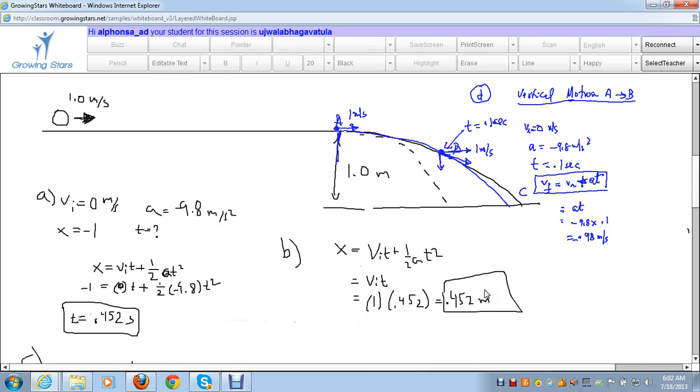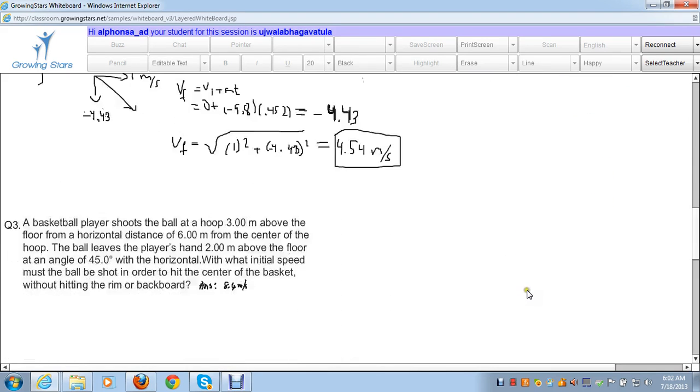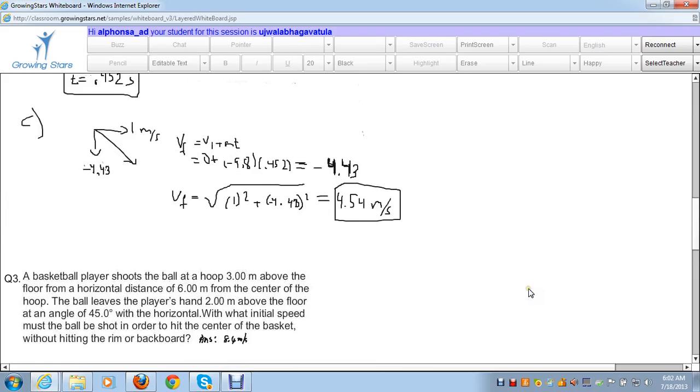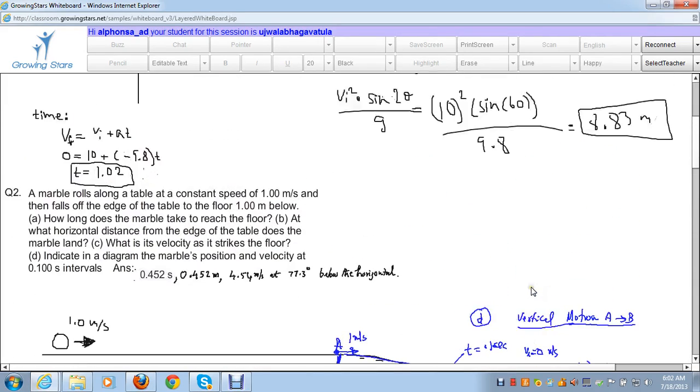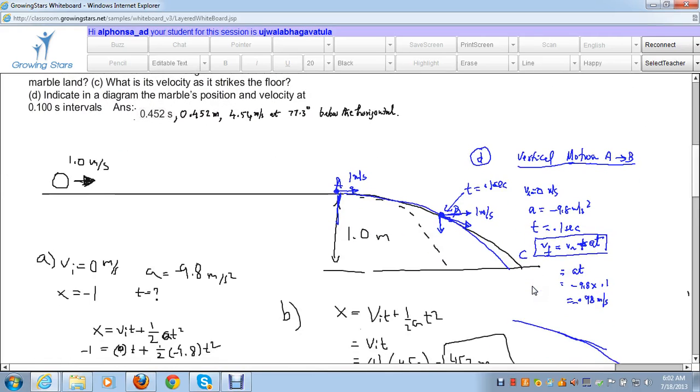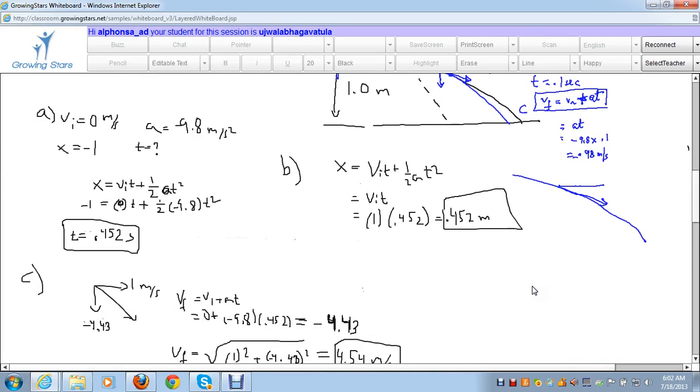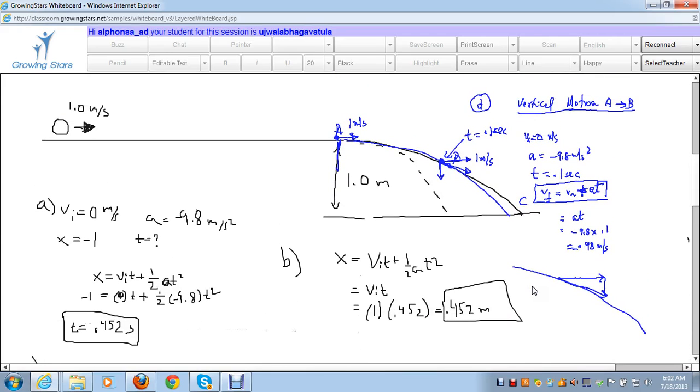Now you have to get this angle. When you plot this, this is the velocity. You have to give magnitude and direction. Direction they have given as 77.3 below the horizontal. So let's put this as theta. I'll draw it bigger. This is the velocity. We know this component should be 0.98 and this is 1 meter. And what is this angle theta? How do you find that angle theta?